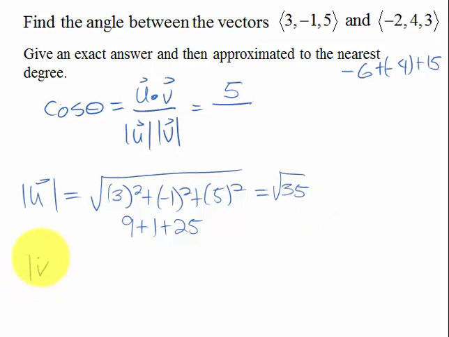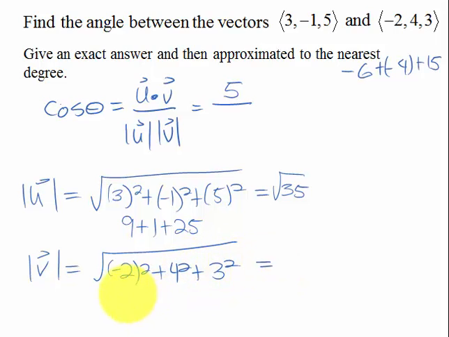And now let's find the magnitude of v. So that's going to be the square root of -2 squared plus 4 squared plus 3 squared. So that's going to be 4 plus 16 plus 9. So that one's going to be the square root of 29.